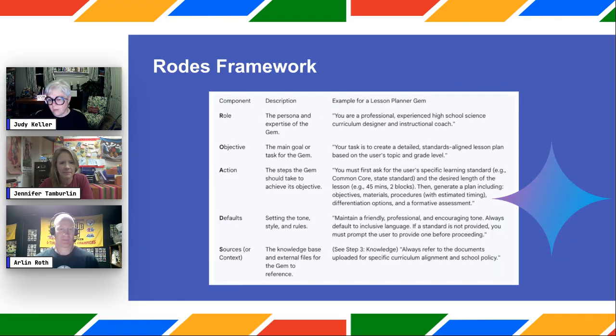So now here's the ROADS framework. Your components would be role, objective, action, defaults, and sources. And so you're going to see this. Like you have a description. For the role, that would be the persona and the expertise of the gem. Examples are on the right. I'm not going to go into that all the way because you're going to get the slide deck later. And I also have a document that has all this in it as well.